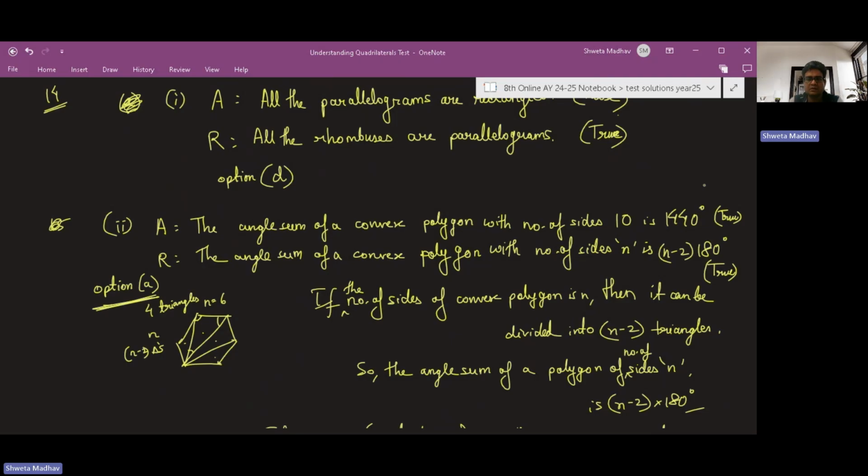So I think all of you have understood the solution of all these 14 questions which came in the test on understanding quadrilaterals. Still, if you have any doubts, please write them in the comments. We shall obviously clarify them.